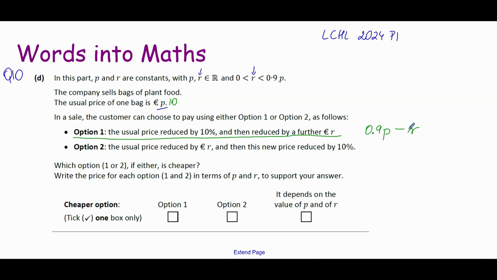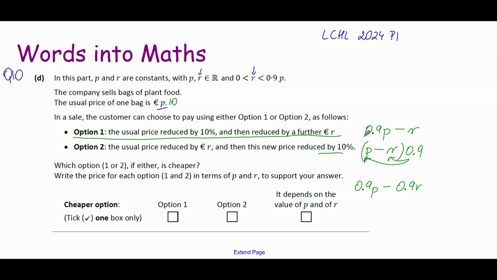Okay. Now, option 2. The usual price reduced by R. What's the usual price? P. Reduce means minus. By what? R. So P minus R. And then this new price, so P minus R, all of that in brackets, reduced by 10%. So if something is reduced by 10%, that means 0.9 is remaining. Okay, but how do we compare that? Now, let's just multiply that bracket and we're going to see it better. So 0.9 multiplied by P minus 0.9 multiplied by R.